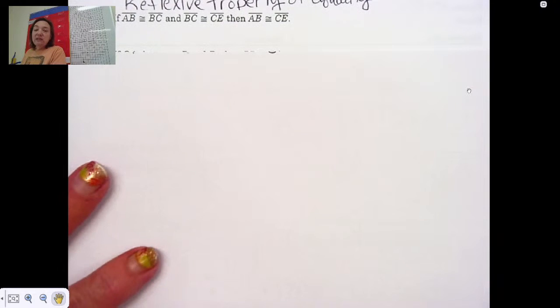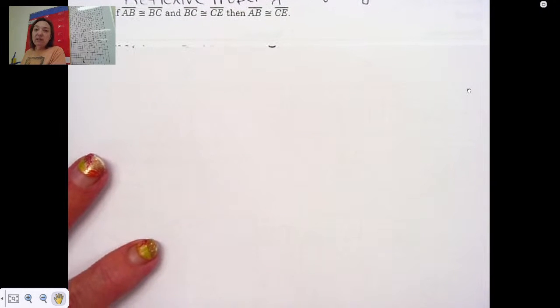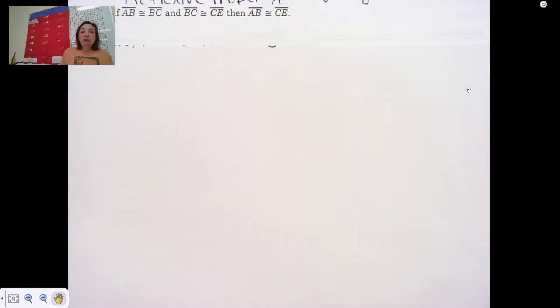If segment AB is congruent to segment BC, and segment BC is congruent to segment CE, then segment AB is congruent to segment CE. What are they doing there? What's happening? They're using one of those properties we talked about at the beginning of class. Y'all see if you can figure out which one. We only talked about 3, so it's got to be pretty easy to narrow down, right?